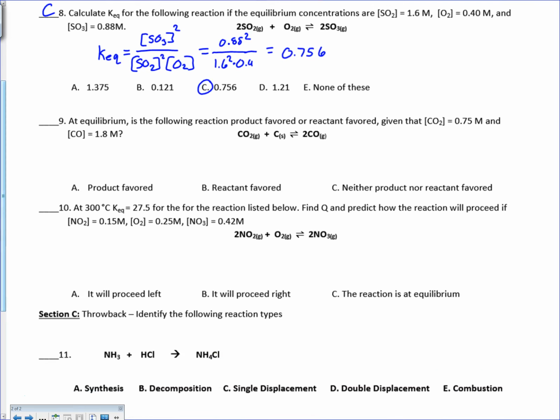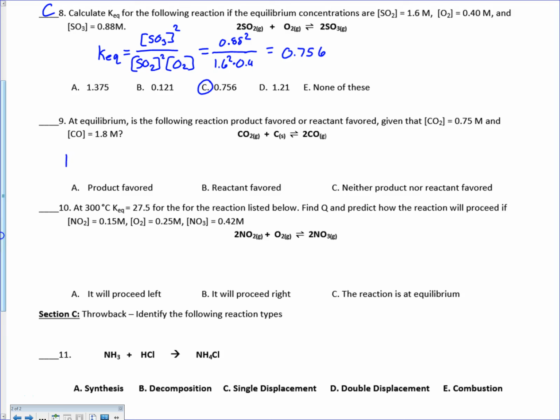Okay, so number 9, at equilibrium is the following reaction product favored or reactant favored given that CO2 is 0.75 and CO is 1.8. So notice here that they don't include the carbon. It's because carbon is solid, and so if something is solid or liquid, it's left out of the Keq equation. If there's only solids or liquids on the product side or the reactant side, include a 1 as a placeholder. So because it's products over reactants, for instance, let's say that we had only a solid on the product side, well, then we would have 1 over whatever the reactants are. That way, you still have the sort of ratio that you typically have, and you can still perform the calculation.